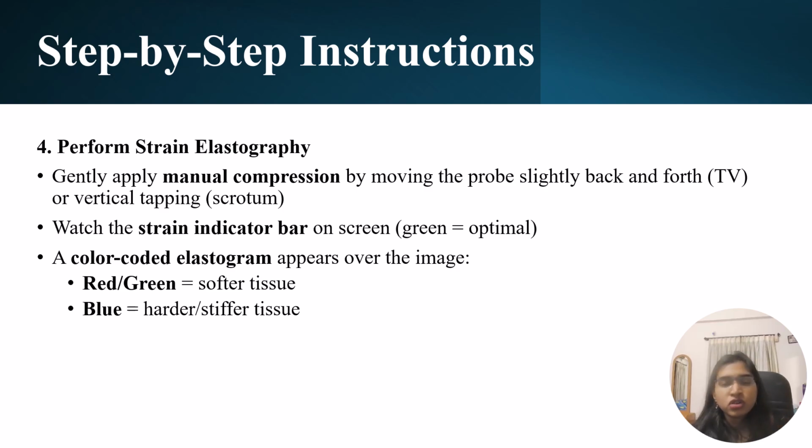Then a color-coded elastogram appears over the image. If it is coming red or green, that means it is a softer tissue. And if it is coming as blue, then it is a harder or stiffer tissue.